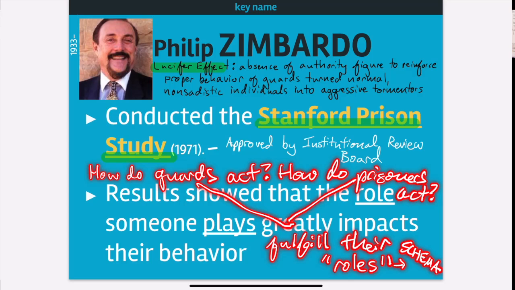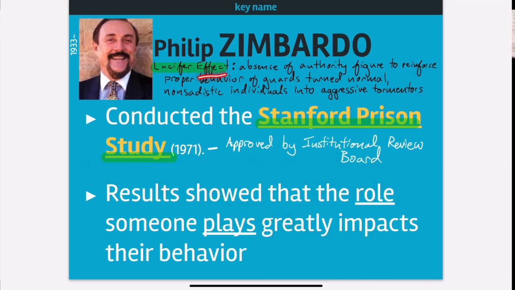So if you take away that authority figure, and just leave people to these roles, to these social schema, they're going to fulfill those stereotypes of the people in power versus the people not in power. So this could have real life application when it comes to places like Guantanamo Bay. If you have a prison system anywhere, you need internal review, effective internal review, to make sure that you don't have individuals stepping outside of the bounds of their role.